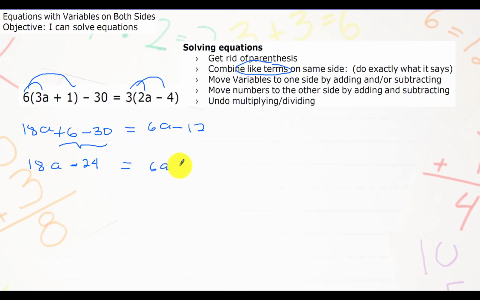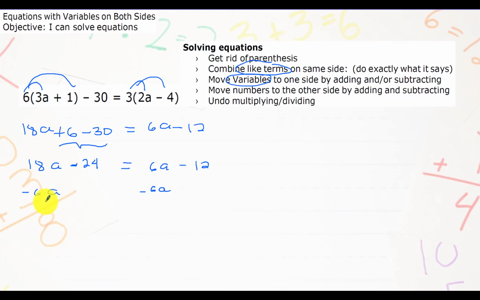equals 6a minus 12. We don't have any like terms here, and we don't have any more like terms on this side of the equation. Next, let's move the variable. So I have here 18a, 6a. This one has a smaller coefficient. So let's undo this one using subtraction property.